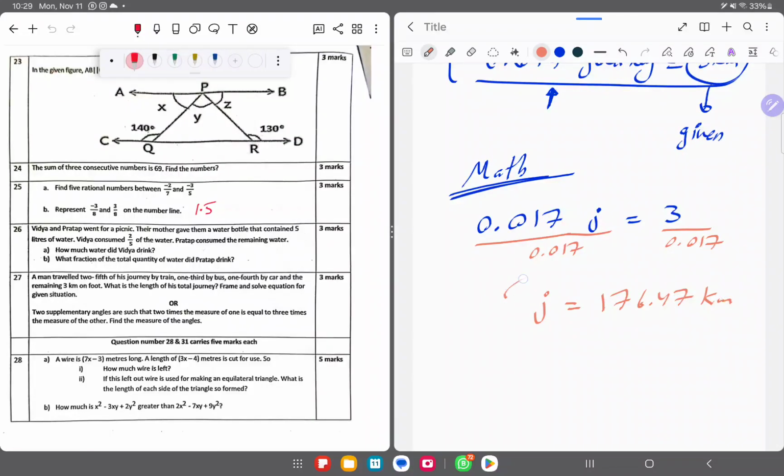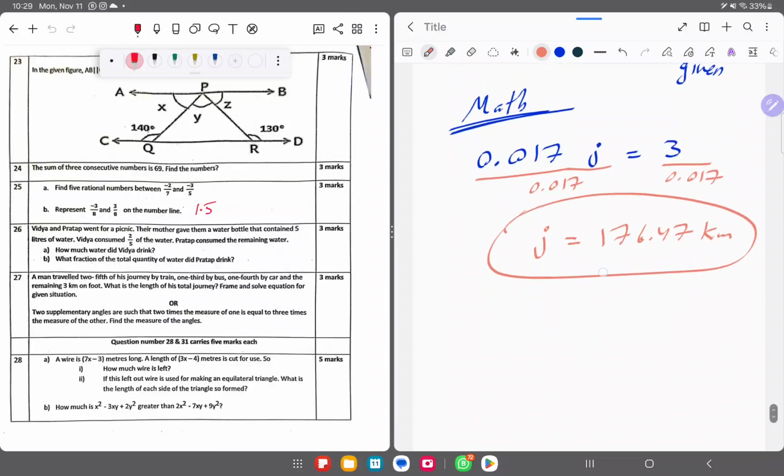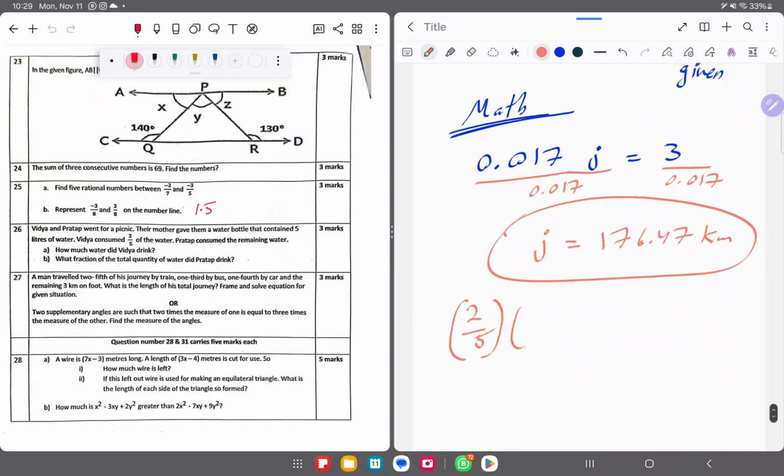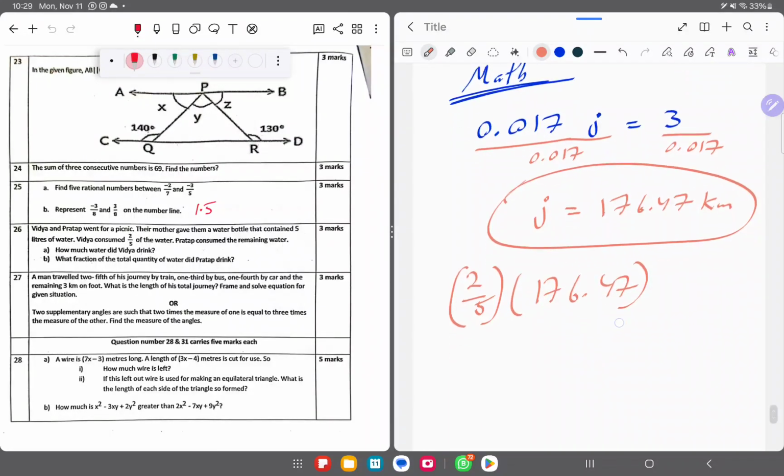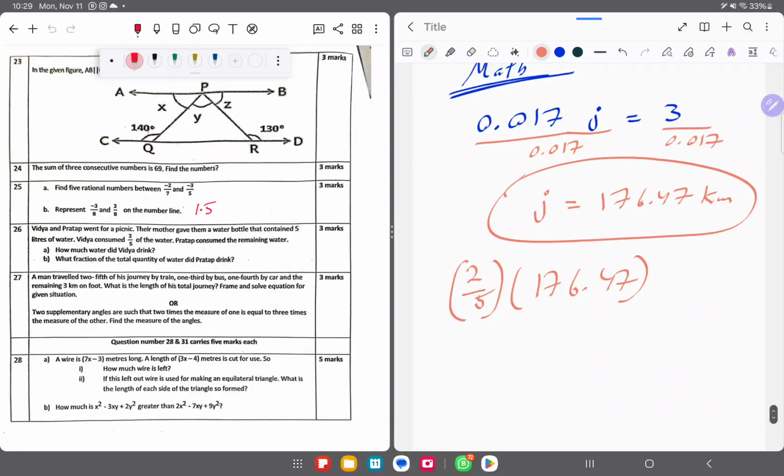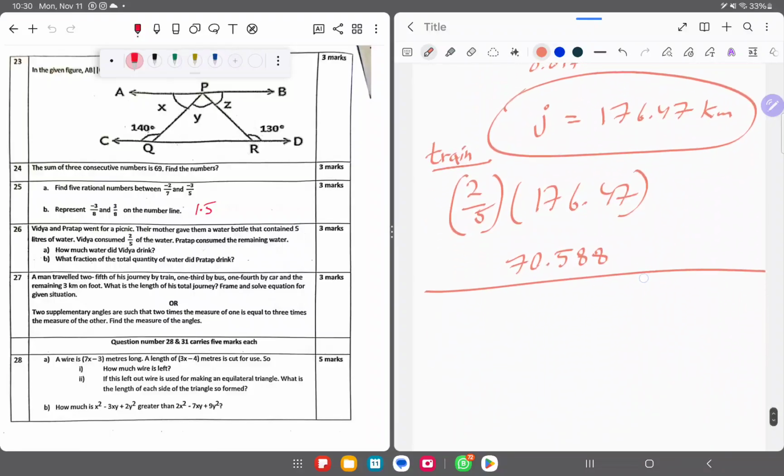That's going to be 176.47 kilometers. This is how much his journey was. So his journey was 176.47, and 2/5 of it was by train. So 2 over 5 times 176.47 is 70.588. This is the train.